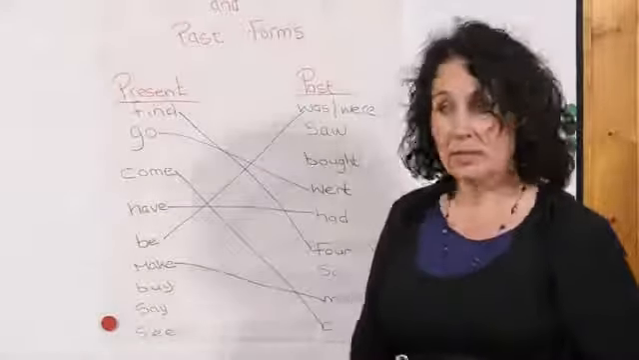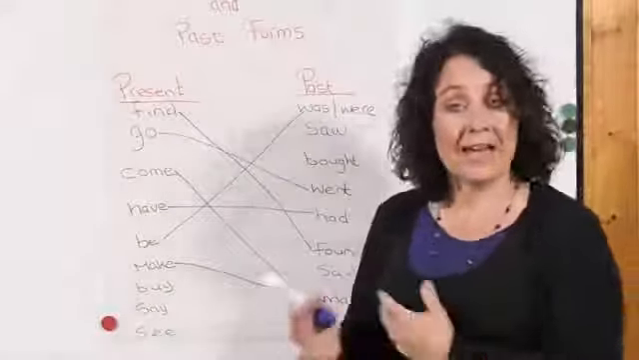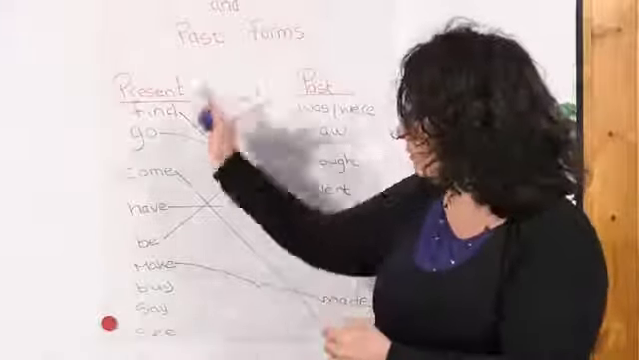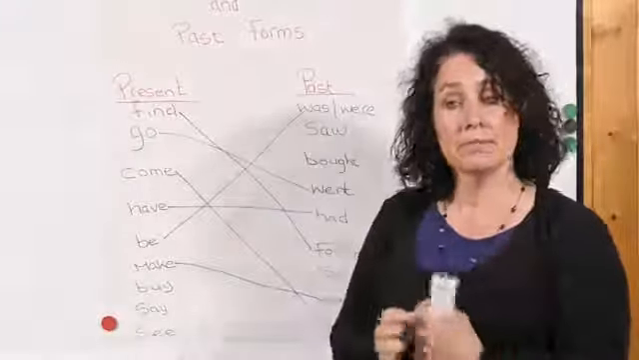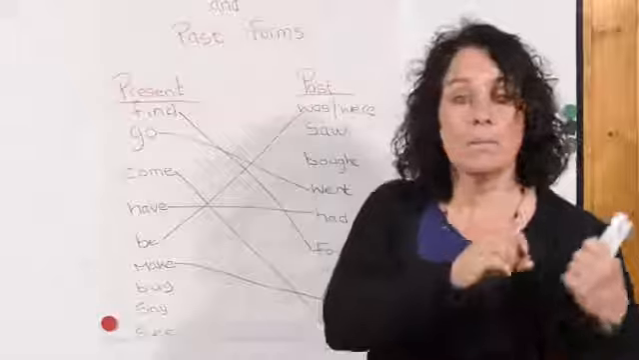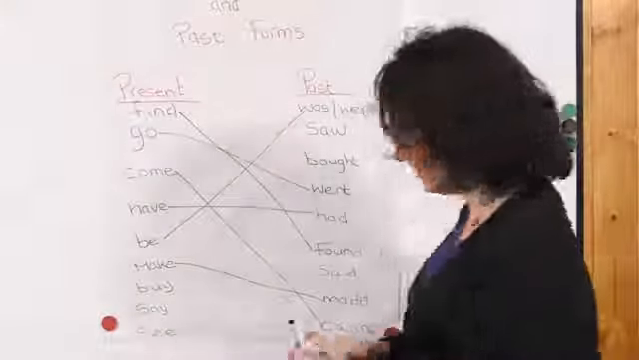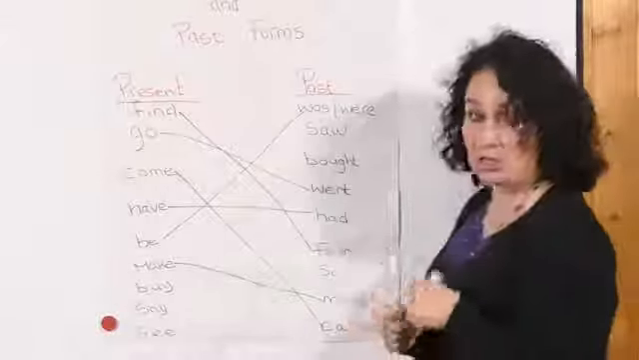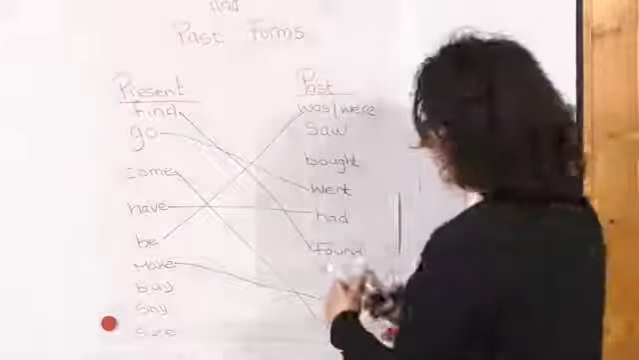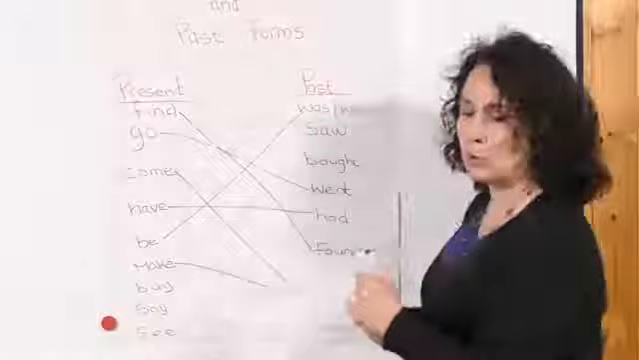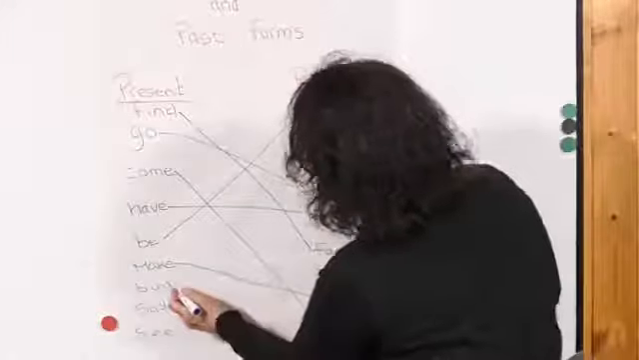Okay. Now the next one. Buy. I buy coffee every day. Present form. Past simple. I bought coffee 2 days ago. Okay, so we have the expression of time in the past, ago. Okay, so buy, bought.